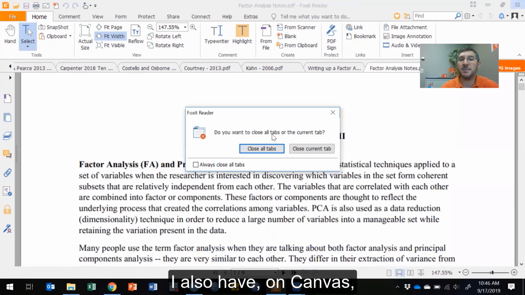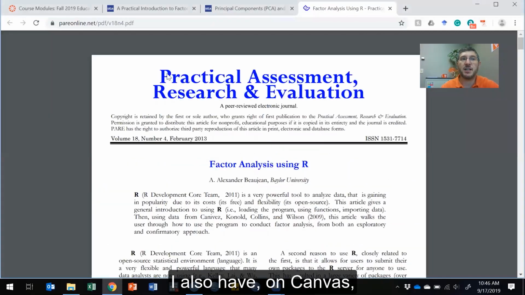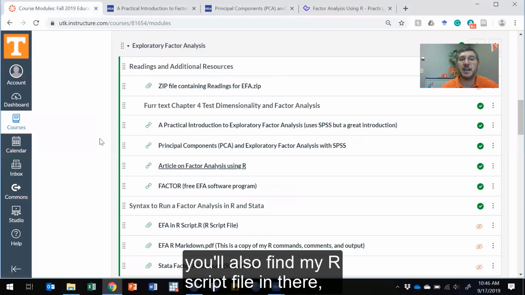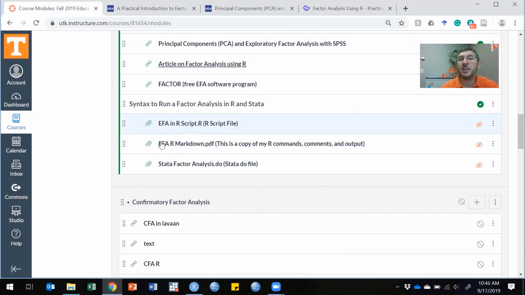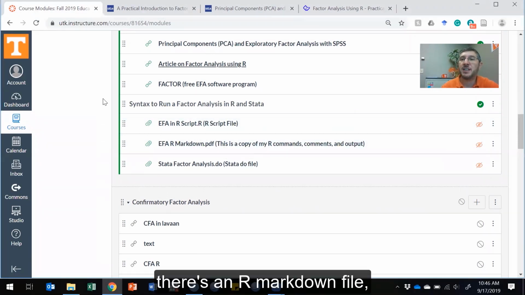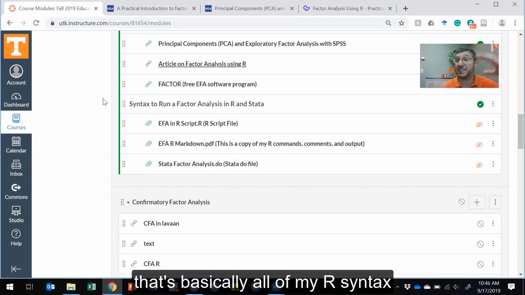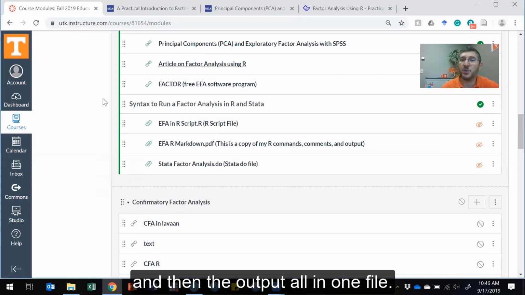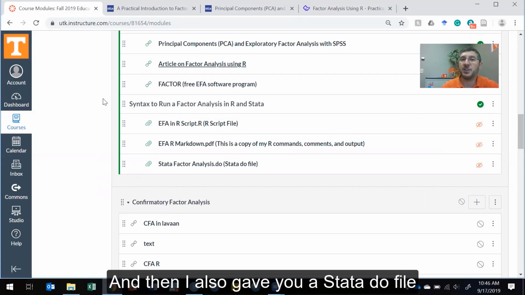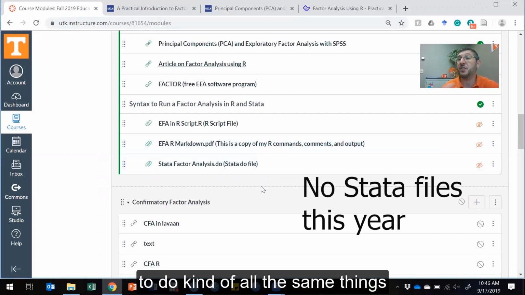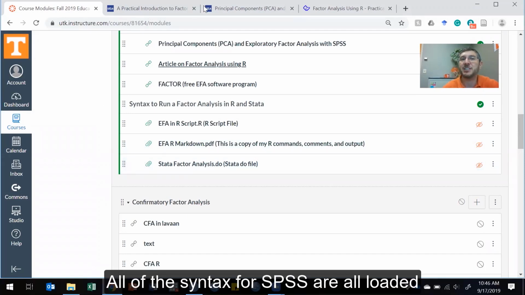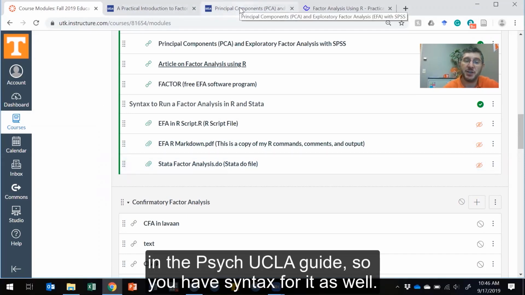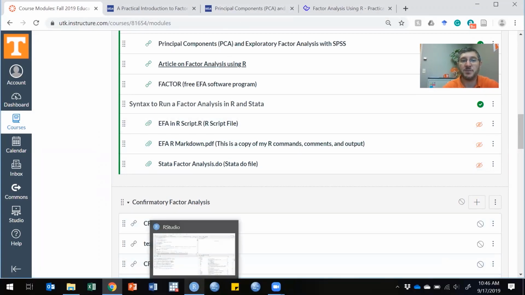I also have, on Canvas, my R script file in there. There's an R Markdown file. That's basically all of my R syntax and then the output all in one file. And then I also gave you a Stata do file to do kind of all the same things if you want to do it in Stata. All the syntax for SPSS is in these UCLA documents, so you have syntax for it as well.